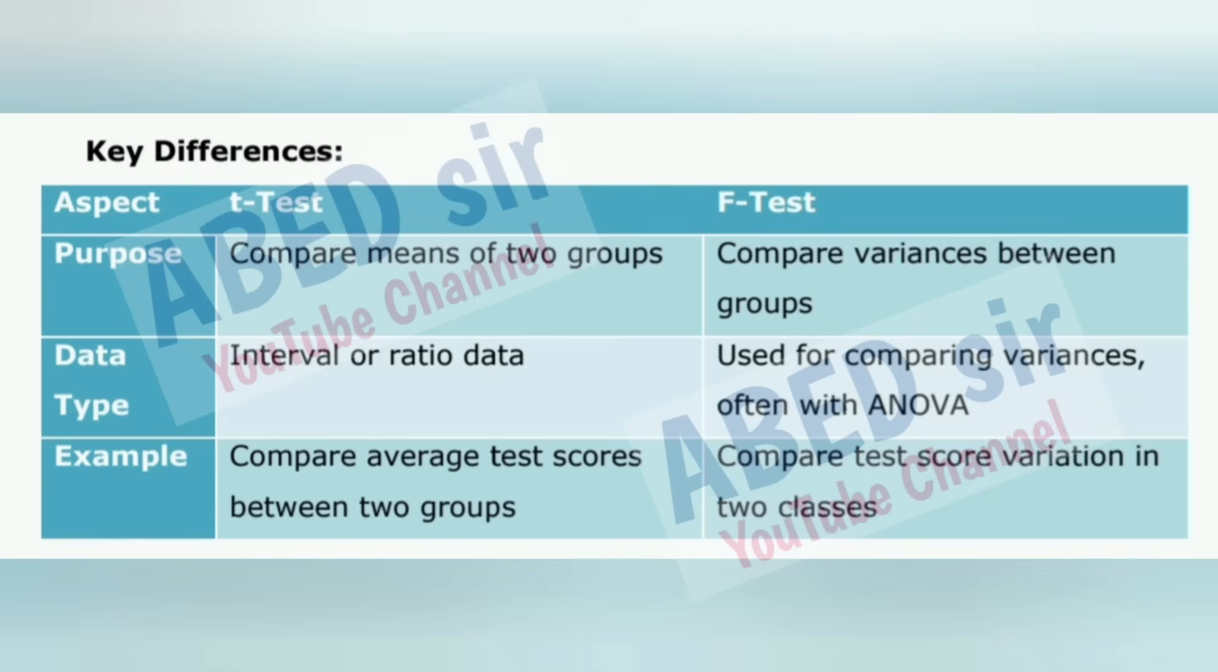Key differences. Aspect: t-test, F-test. Purpose: compare means of two groups, compare variances between groups. Data type: interval or ratio data, used for comparing variances, often with ANOVA. Example: compare average test scores between two groups, compare test score variation in two classes.